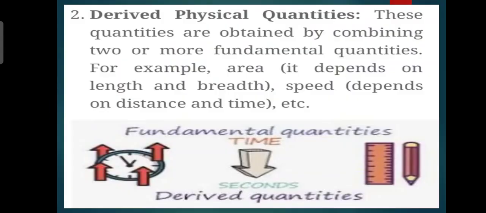Second one, derived physical quantity. These quantities are obtained by combining two or more fundamental quantities. For example, area, speed, etc.